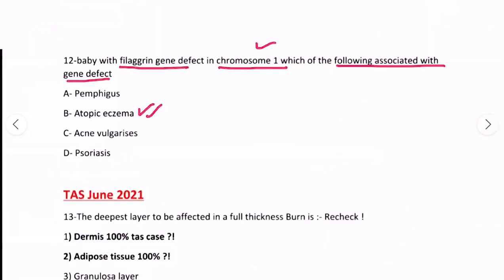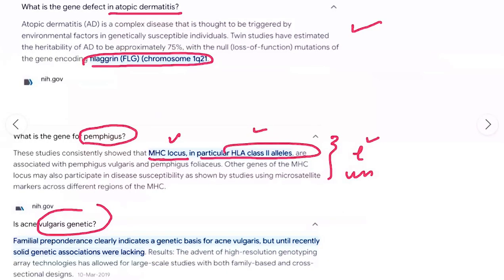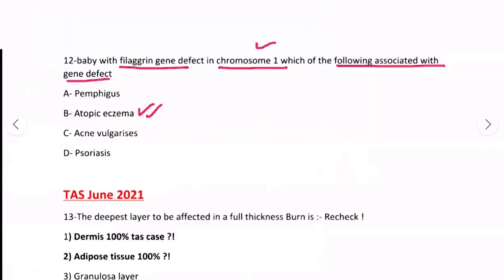Okay. Now this one, for your acne vulgaris, they say there is, until recently, solid genetic association that is lacking for your acne vulgaris. So from this scenario, this is your atopic dermatitis.